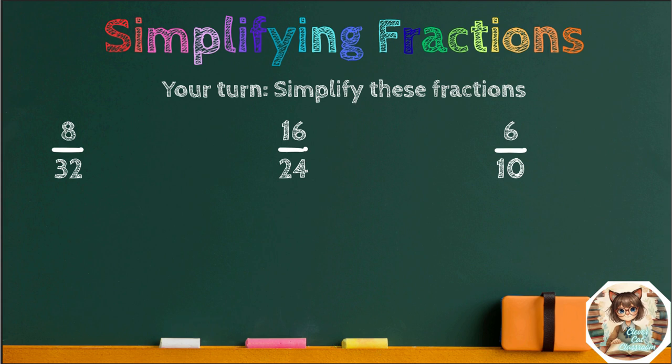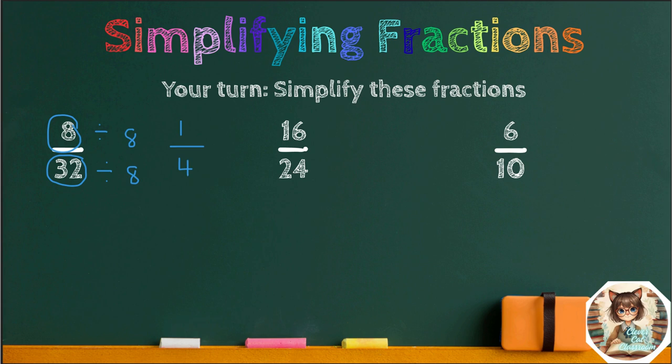Let's have a look. So we've got 8 and 32. Now I know that 32 is in the 8 times tables. So I am going to divide the top by 8, and I'm going to divide the bottom by 8. 8 divided by 8 is 1. 32 divided by 8 is 4. So that is reduced to a quarter.